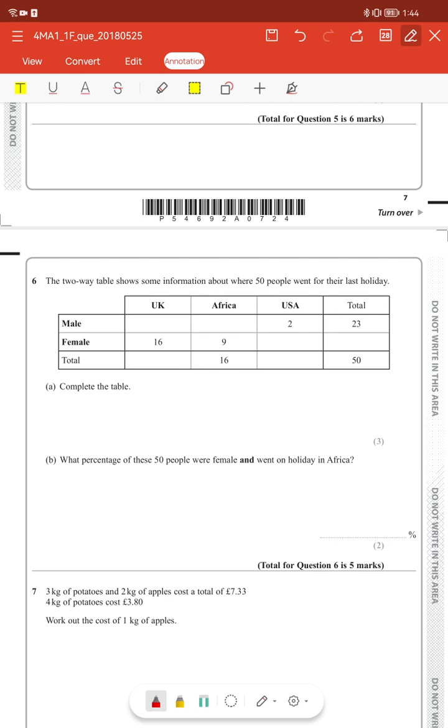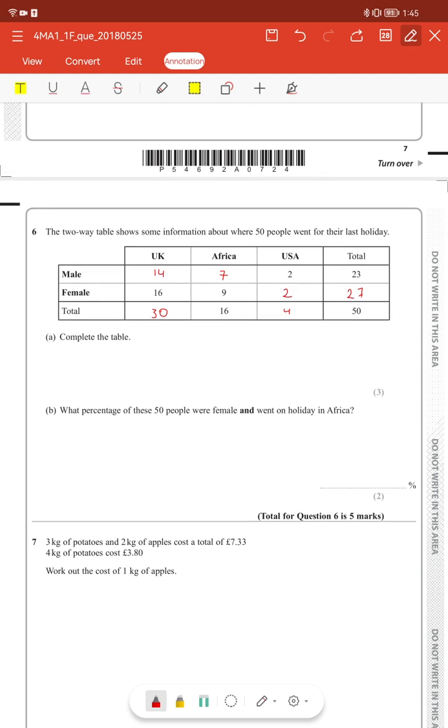If we want to complete this table, well, let's have a look at Africa. So if we have 9 females and we have 16, that's going to be 7 of them were male. And then we look across, so we get 9 for the males. So we do 23 minus 9, which is 14 for the UK. That would give us 30 over here. And if we have 23, that means that must be 27. And that must be 2. So that must be 4.